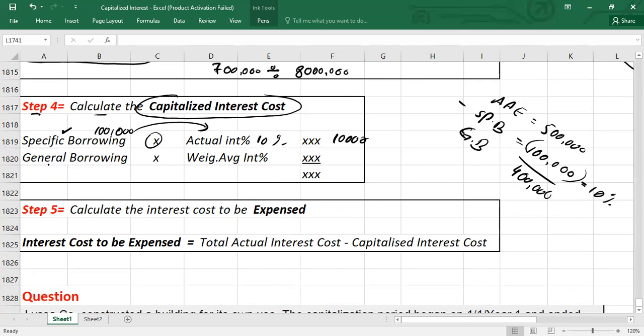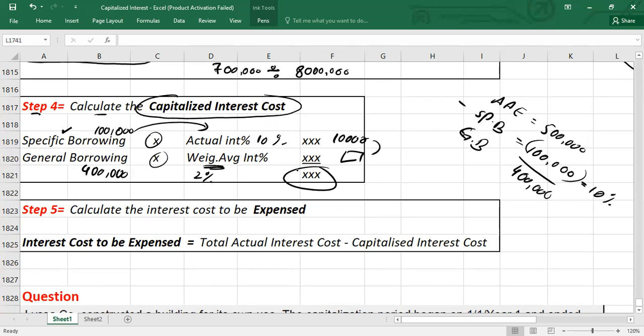Now I will take the general borrowing. The general borrowing amount in my example is 400,000, and I need to multiply with the weighted average rate. I'm assuming it is, for example, 2%. So you will get one value here also. If I add these two values, the total of this is called the capitalized interest cost.